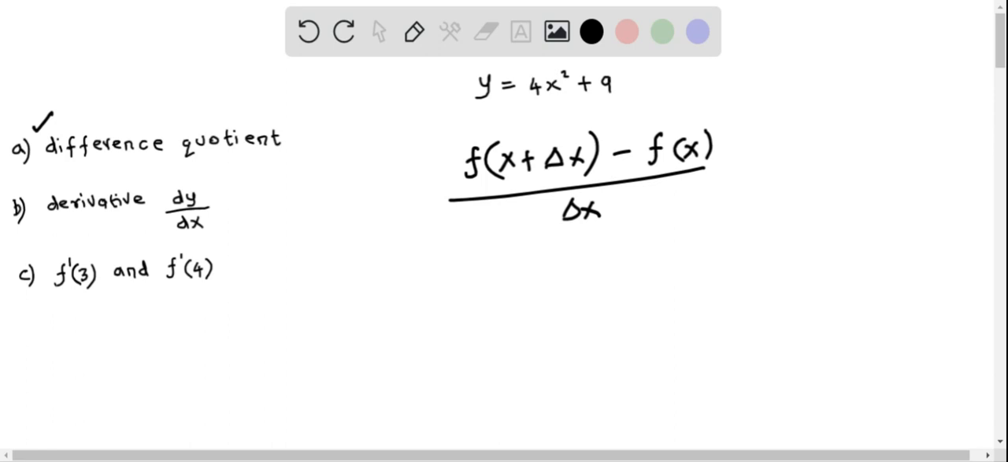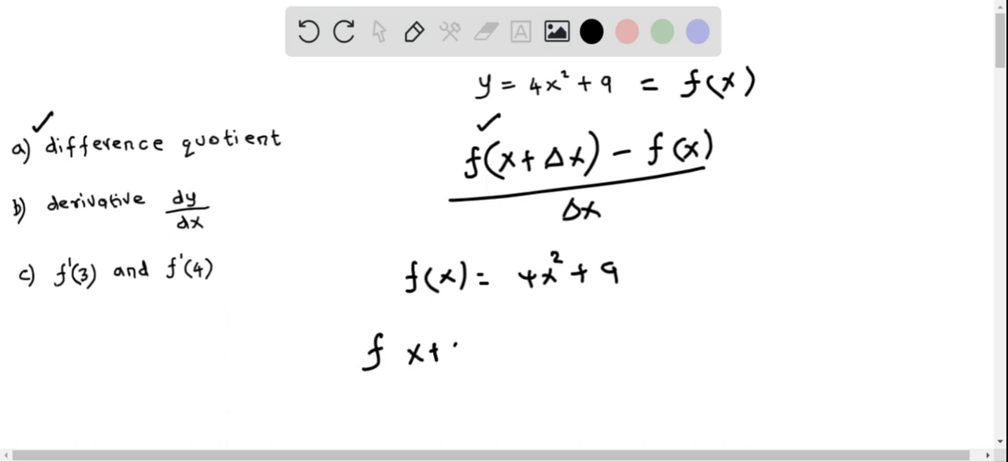So let's find this. We are given this function y equal to 4x squared plus 9. We could consider this as f of x. So let's say that f of x equals 4x squared plus 9. We then have to find f of x plus delta x. So this we can find by replacing x by x plus delta x into f of x. So I'm going to do that.